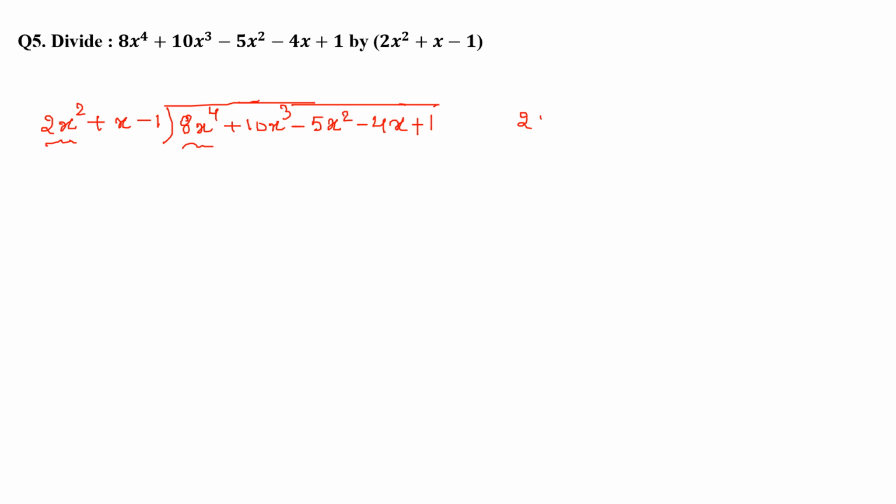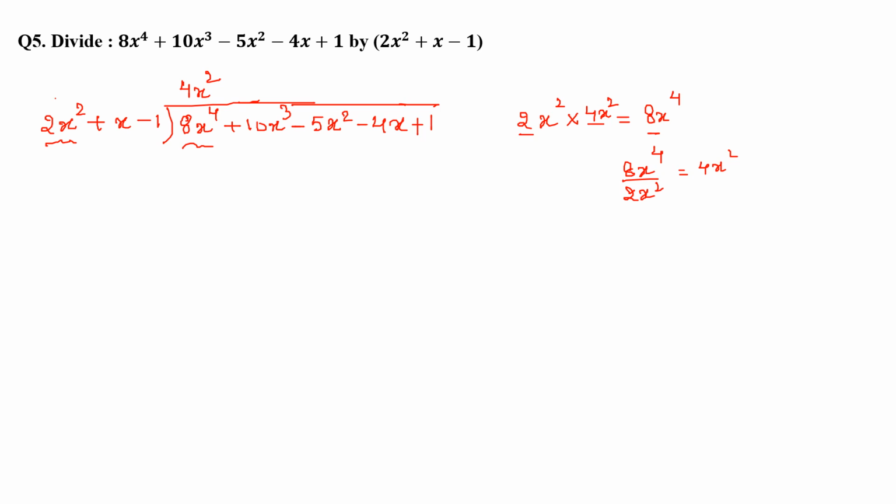So 2x square, how much shall I multiply to get 8x to the power 4? In 2, how much will I multiply to get 8? It is 4. And x square, how much shall I multiply to get x to the power 4? It is x square. You can get this if you divide also. If you divide 8x to the power 4 by 2x square, whatever answer you get, that only you have to write in the quotient. Like this also you can do. So it is 4x square.